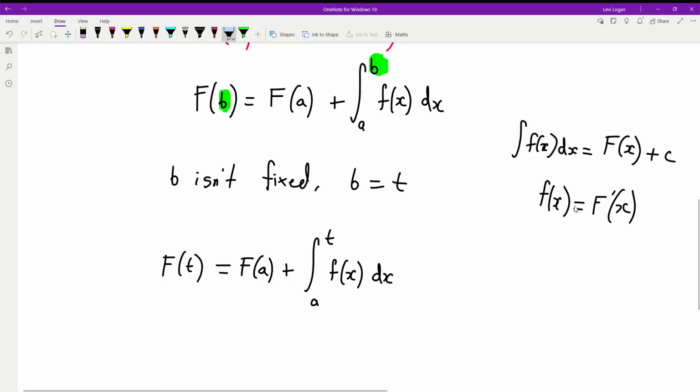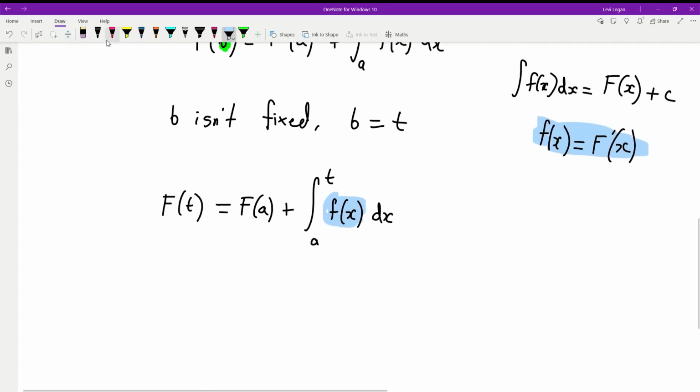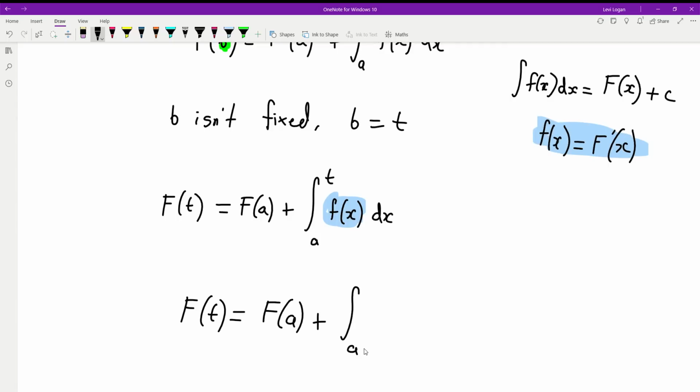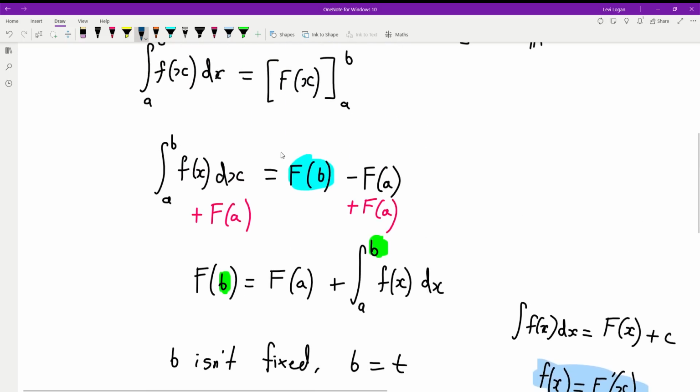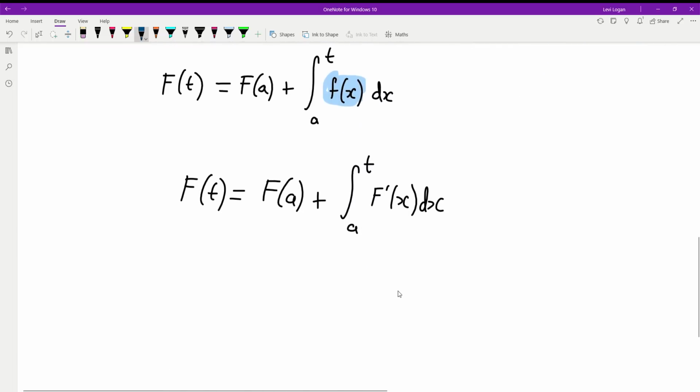So if we were to substitute this into here, we get the following expression: f of t equals f of a plus the integral from a to t of F dash of x dx. Now, what we can do is apply what we just did for f of x to f dash of x as well.